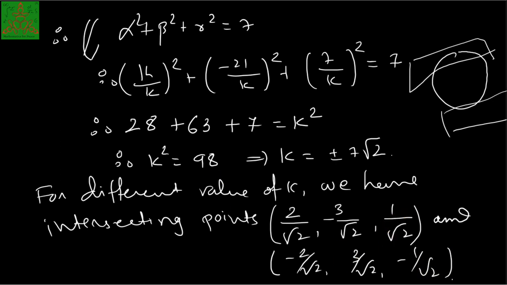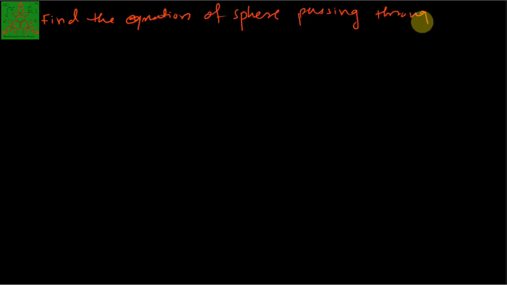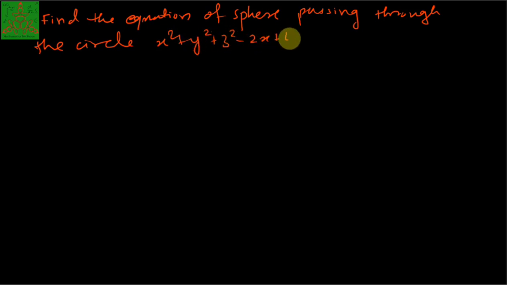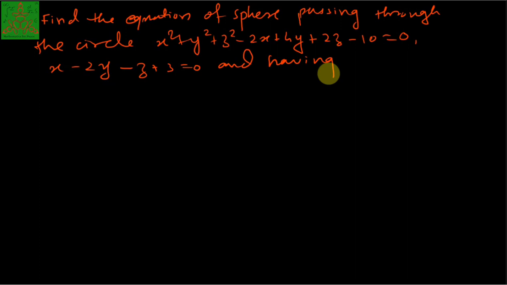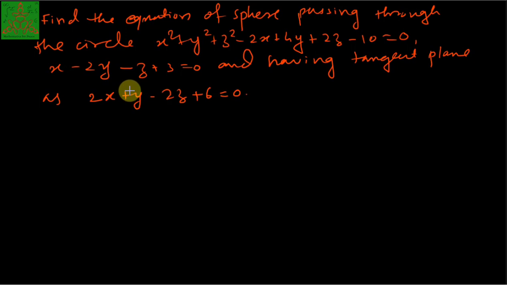Let us discuss one more example. Find the equation of the sphere passing through the circle x square plus y square plus z square minus 2x plus 4y plus 2z minus 10 equal to 0, x minus 2y minus z plus 3 equal to 0, and having the tangent plane 2x plus y minus 2z plus 6 equal to 0. So here we need to calculate the equation of the sphere.